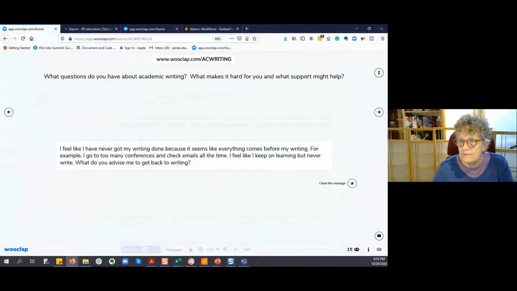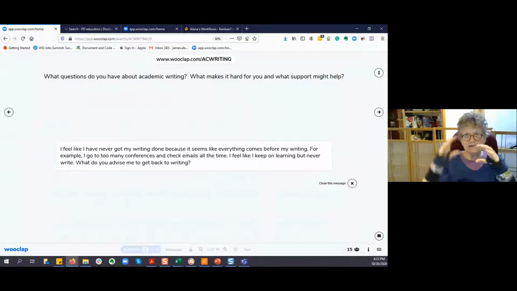I feel like I never get my writing done. Writing is never done. Seems like everything comes before my writing. Okay, so this one has to do with Stephen Covey, who gave us a beautiful 4x4. Important, not important is the side. No, important and not important is the top, and urgent, not urgent is the side. Just put every task you have in that 4x4. Urgent, not urgent, important, not important. So not important, delegate them, get rid of them, ignore them, whatever.